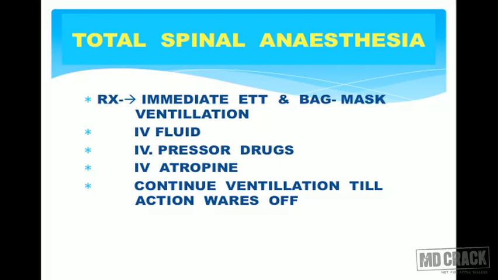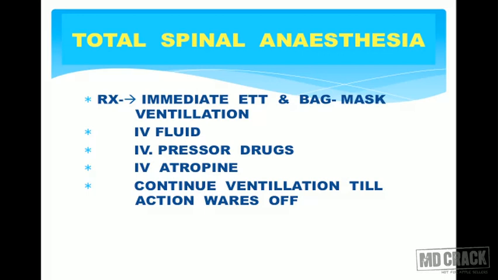Immediately put an endotracheal tube, intubate the patient orally, and ensure that proper oxygenation is done with the help of bag and mask. So the immediate treatment for total spinal anesthesia is to intubate the patient immediately. For this, each and every doctor should know how to intubate the patient as quickly as possible, and to do that you have around 90 seconds.